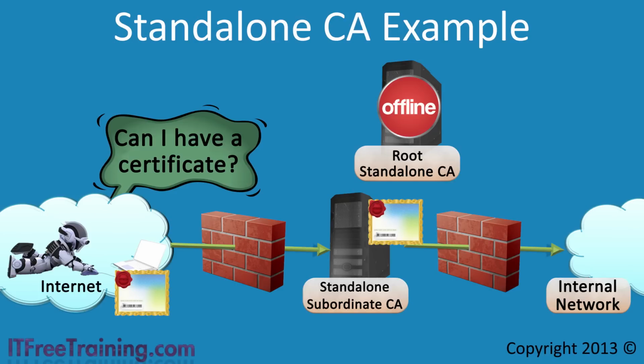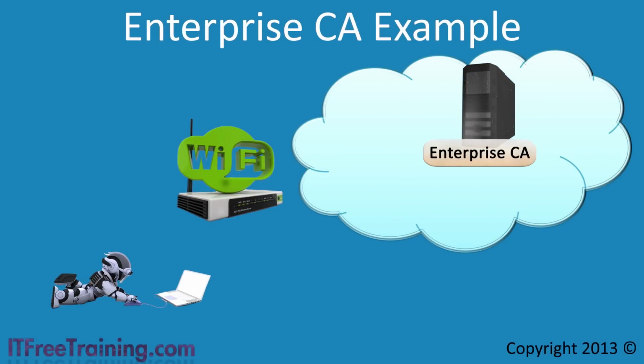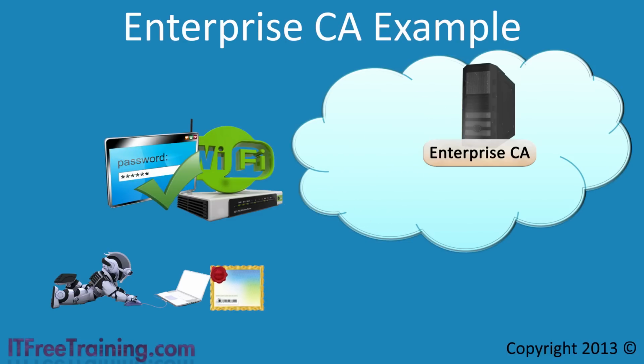Next, let's consider an Enterprise CA example where the CA is integrated into the domain. In this example, a user wants to connect up to a wireless hotspot to connect to the company's network. In order to secure the wireless hotspot, you want to use certificates. When the user connects to the wireless hotspot, their username and password is checked, and a certificate is issued from the Enterprise CA.